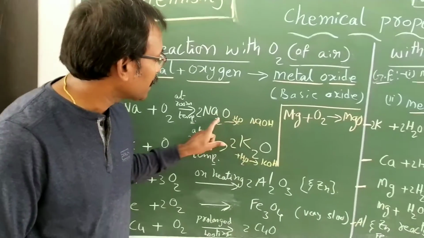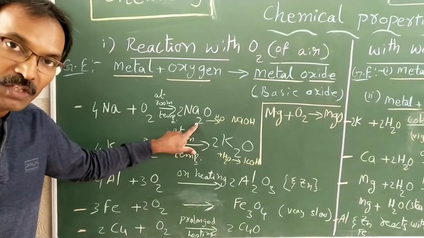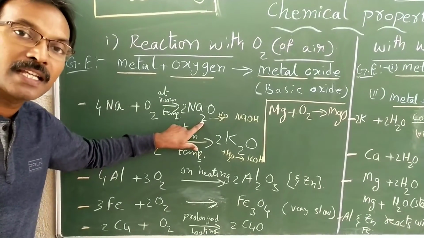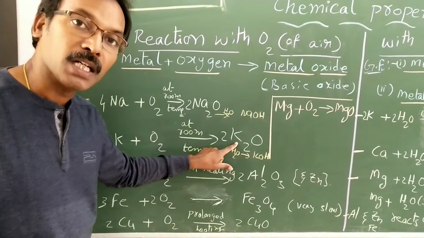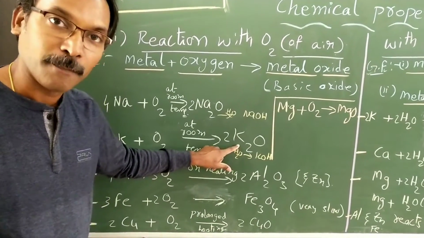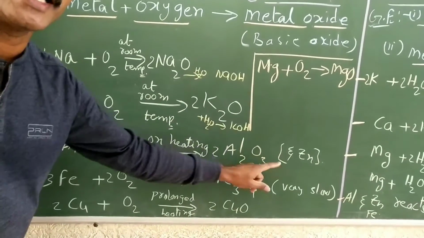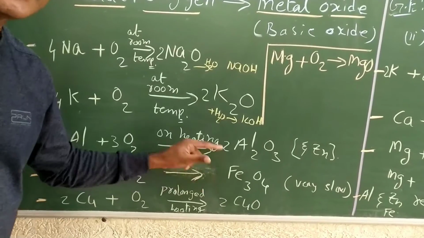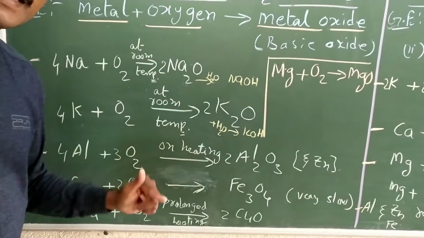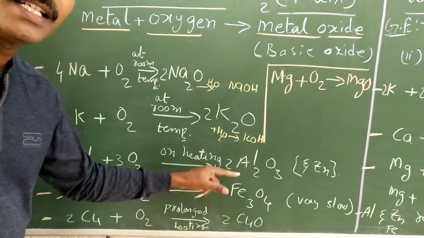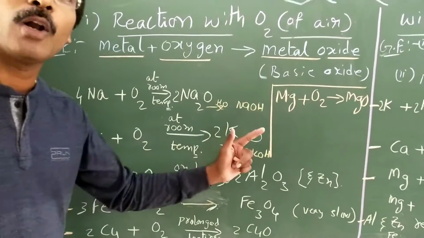Here, sodium oxide is basic in nature, and sodium oxide turns red litmus paper into blue. Similarly, potassium oxide also turns red litmus paper into blue. But when it comes to aluminium oxide and zinc oxide, aluminium oxide reacts with acid and produces salt and water. Similarly, aluminium oxide reacts with sodium hydroxide and produces salt and water.